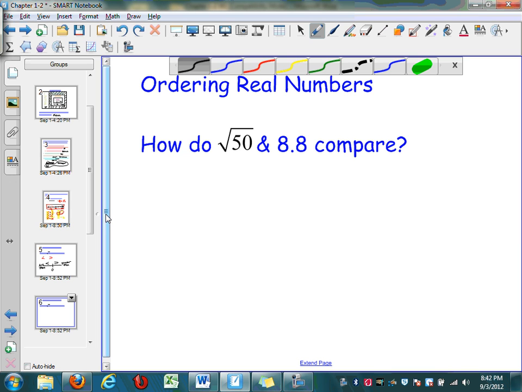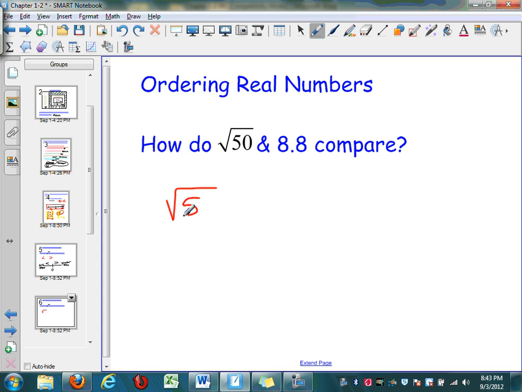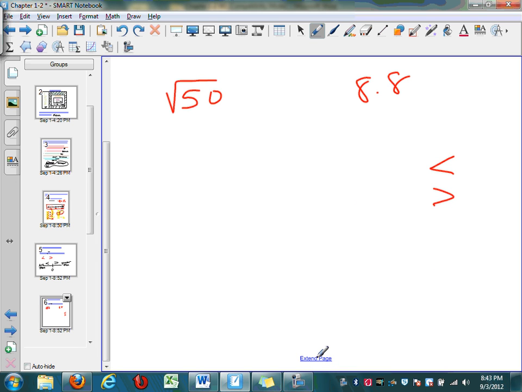I'm going to come back over here and we're going to discuss how we compare these two values. So I have the square root of 50 and I have 8.8, and I have to figure out which of these two symbols I'm going to put between them. In other words, is the square root of 50 larger than, meaning greater than, or is it less than the value 8.8? So what you have to think about is your perfect squares, and we talked about them here just a little bit ago.